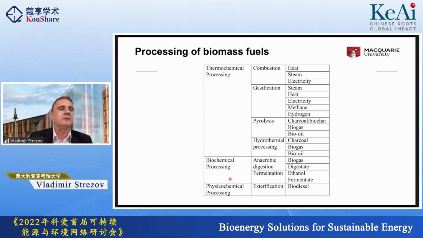We are presenting systems of solutions that could improve the sustainability standing of biomass. There are different routes for how biomass fuels can be converted to useful products: thermochemical, biochemical, or physicochemical. These processes end in the production of electricity, steam, and biofuels in the forms of methane and hydrogen. The next presentation, I believe, is on production of hydrogen using biomass. There are also solid products, biochar, and so on.